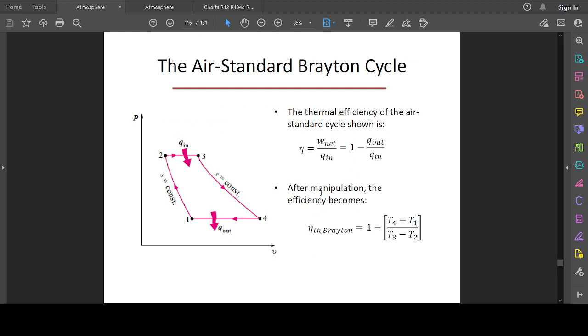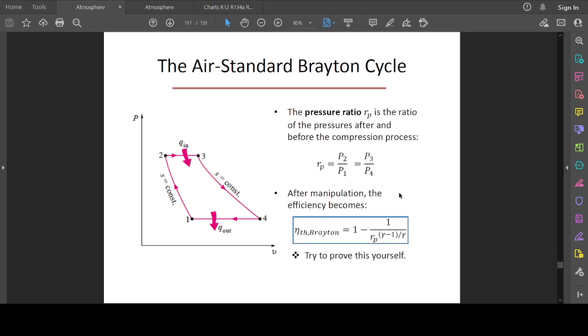And with that known, then we can rewrite this equation for the thermal efficiency for the Air-Standard Brayton cycle. So we can do this for the pressure ratio. The pressure ratio is the pressure after and before the compression process, the pressure before the compression process and after the compression process, and this is given as P2 over P1, which is also equal to P3 over P4.